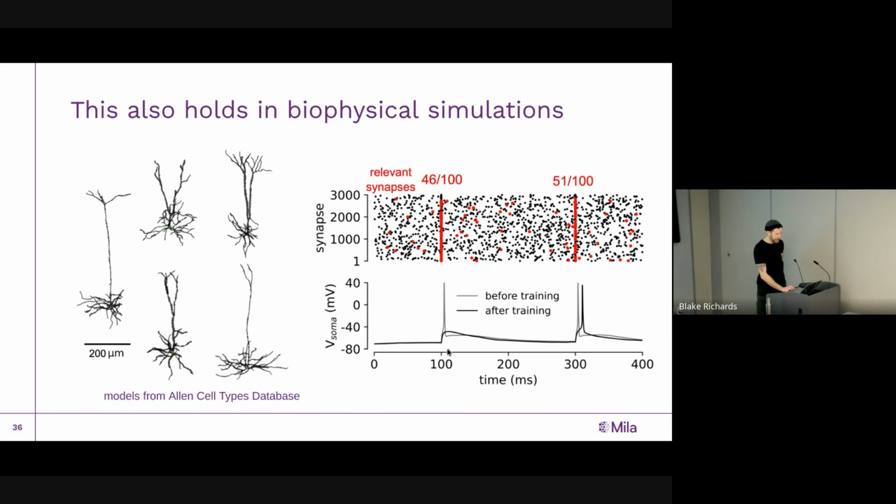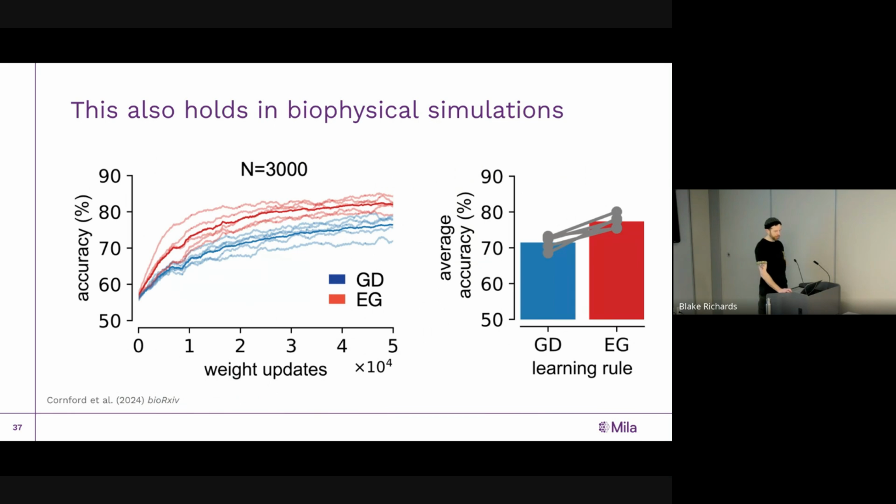And here you can see what happens before training. The neuron might spike to both inputs regardless of whether 46 or 51 are active, but after training it will not respond to 46 but will respond to 51 inputs on. And we examined what happens if we train the biophysical model here with 3,000 synapses, only 100 of them relevant, using either EG or GD, and EG had a clear accuracy improvement relative to GD.